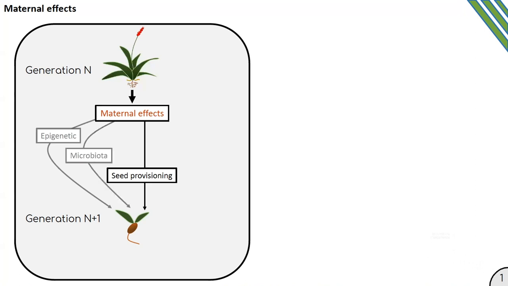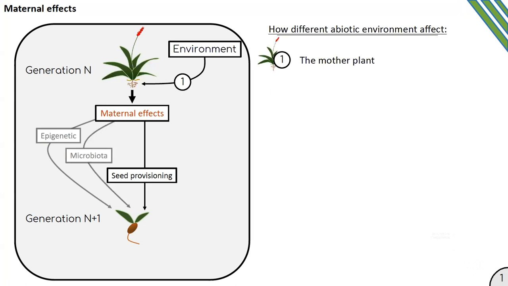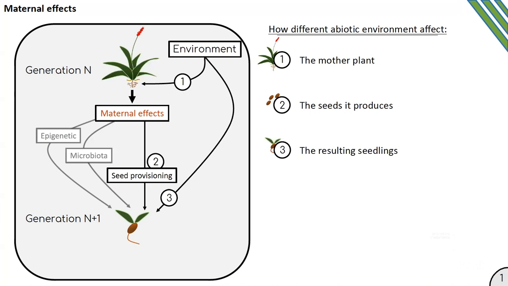And then you have seed provisioning, so the mother can transmit to its offspring resources, nutrients, and phytohormones that can affect the development and the health of the offspring and its success. So here we wanted to know how different abiotic factors could affect first the mother plant's phenotype, then the seeds it produces, so whether different environments resulted in different seeds in terms of chemistry, and finally, of course, the resulting seedlings, to see if there was an effect of the past environment on the current success and phenotype of the plant.